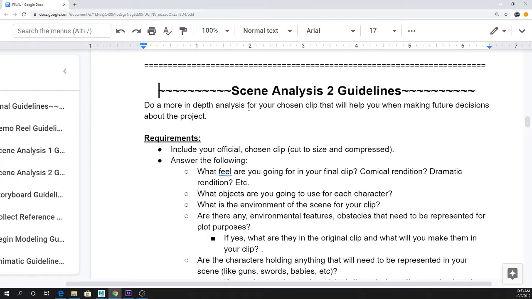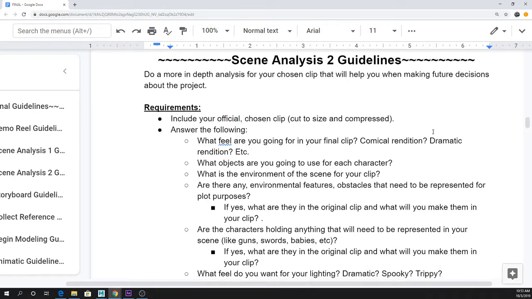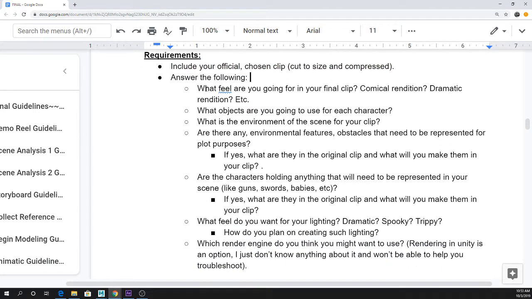But basically go and do a more in-depth analysis for your chosen clip, and please include, again, your official chosen clip, cut to the 30-second or so chunk that you want to use, and compress so it's not like a 5 GB file. And just answer the following questions. What feel are you going for in your final clip? Are you going to try to take a serious scene and recreate it with sort of silly objects that are all bright and colorful and kind of try to change the tone of the scene? Again, what objects are you using for each character, if you changed your mind or have any updated thoughts on that.